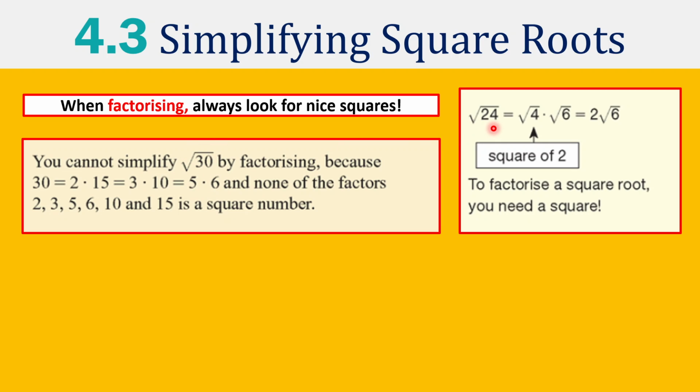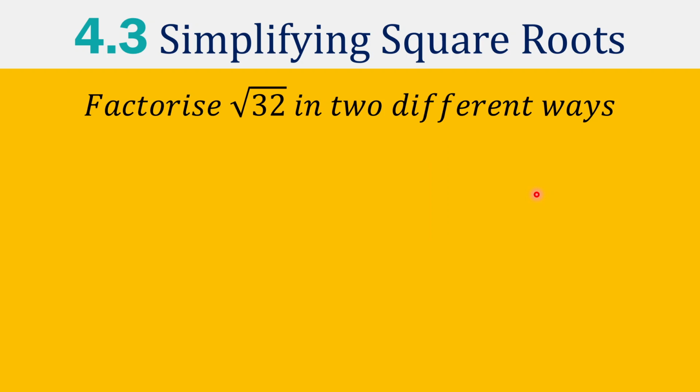But for example, root 24 I can write as root 4 times root 6. Why would I do that? Because I can calculate root 4 mentally. And then I get to square root 4. So you have to use that list, root 1, root 4, root 9, root 16, 25, 36, 49, etc. You have to use that again. And in the correct way, because, for example, root 32, I can factorize in 2 different ways, and we don't like that. I would like to only factorize in one correct way.